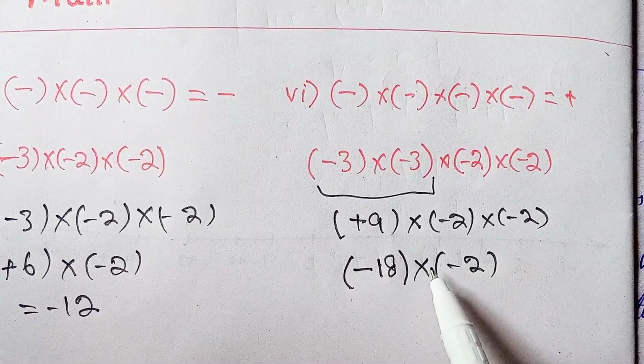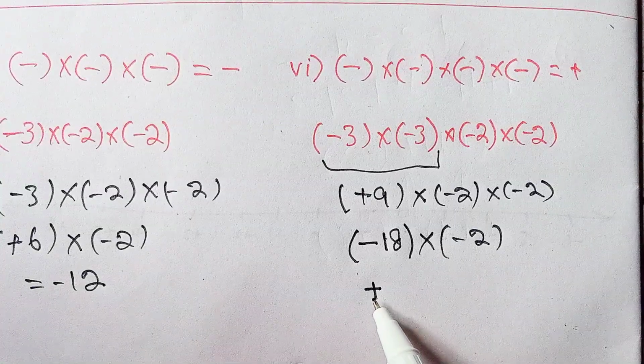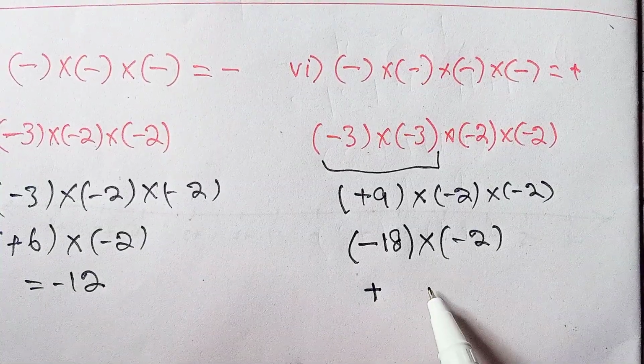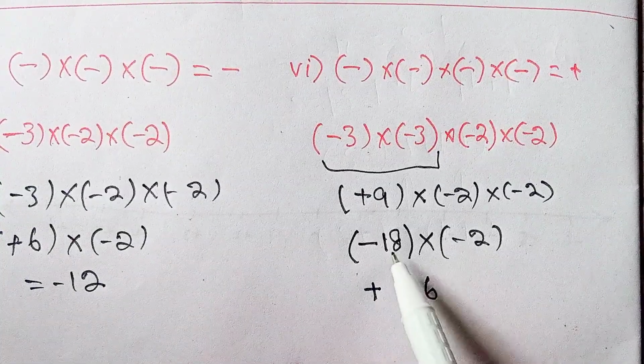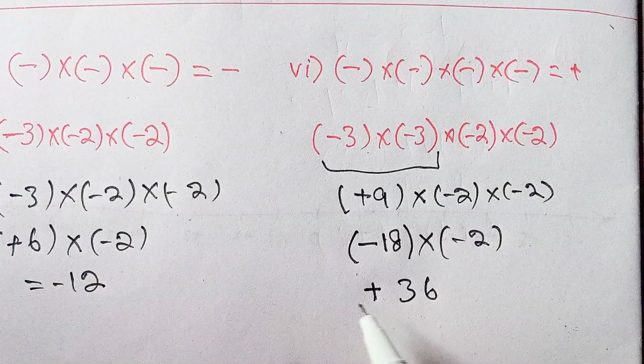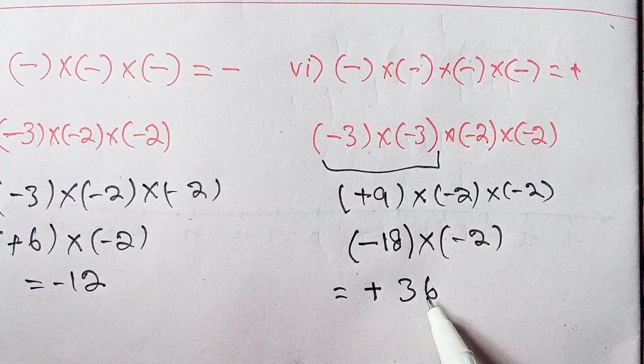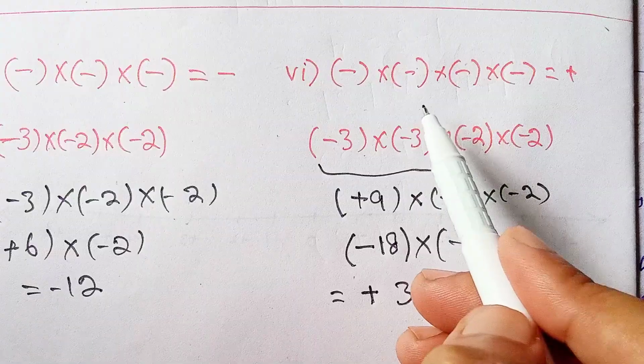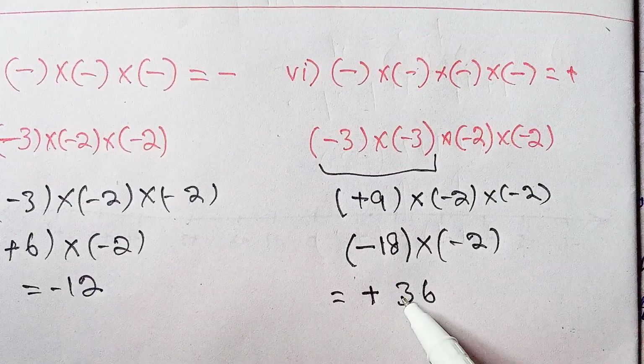Now as the two integers have the same sign, we will put a positive sign before the final answer. 2 times 8 is 16, and 2 times 1 is 2, plus 1 is 3. Right? So the final answer is positive 36. So the multiplication of four negative integers leads to a positive integer.